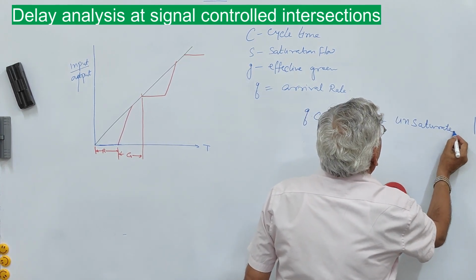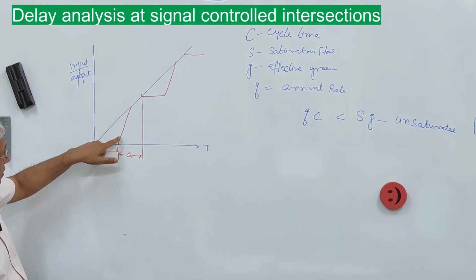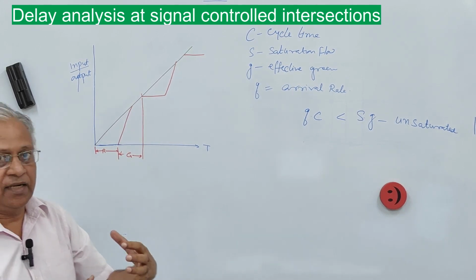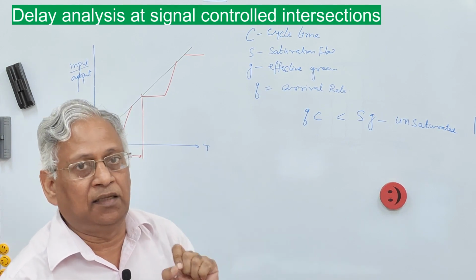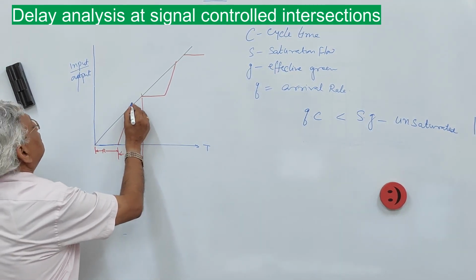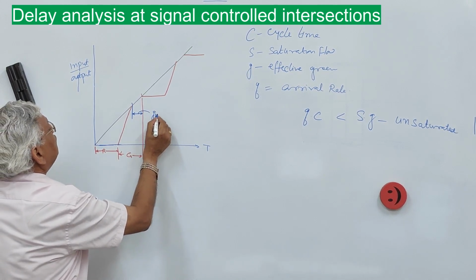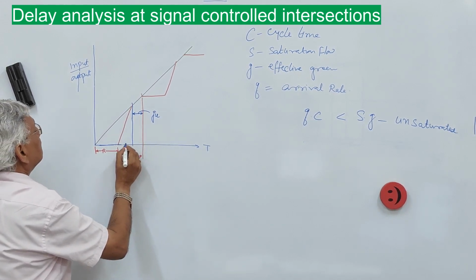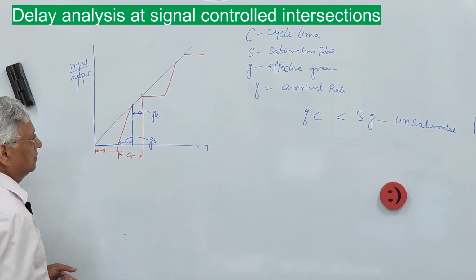Unsaturated cycle. Like this, okay? When the departure rate or the queue formed during red period is not sufficient to consume the entire green time, then there will be some amount of green which is unsaturated. This is what we call GU, unsaturated. And this is the green which is saturated, GS.